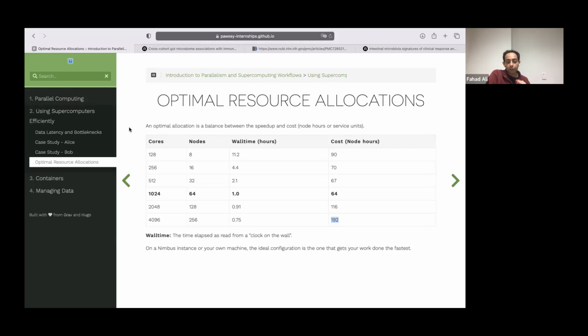So this is what it means by saying here, on a Nimbus instance or your own machine, the ideal configuration is the one that gets your work done the fastest. So if you owned Pawsey, if nobody else had access to it except you, you would probably go for this top one here, right? Because it would get the work done as quickly as possible. The only reason we care about this is because you don't own Pawsey. You have to share it with others. And because you have to share it with others, there is a fair use policy in place. You have a cost associated with the things that you run, so you want to minimize that cost. So that's why we go for the balance here of time and cores. Okay.